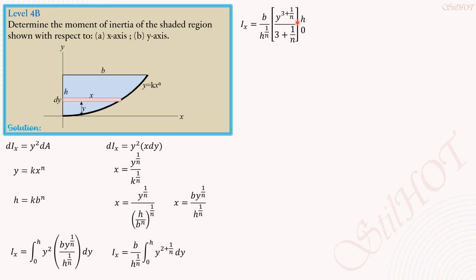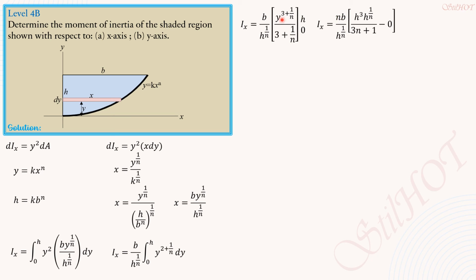So the lower limit will just be 0. Substitute, so we have Ix equals b over h to the 1 over n. Then because the simplified form of this denominator is (3n plus 1) over n, the n of this denominator is now in the numerator.